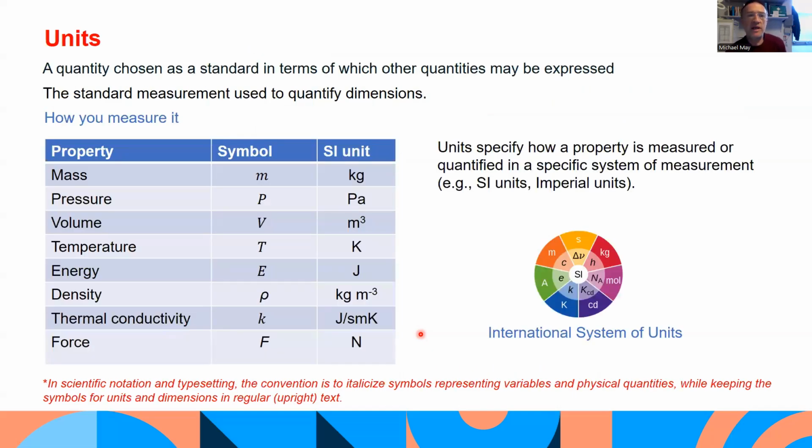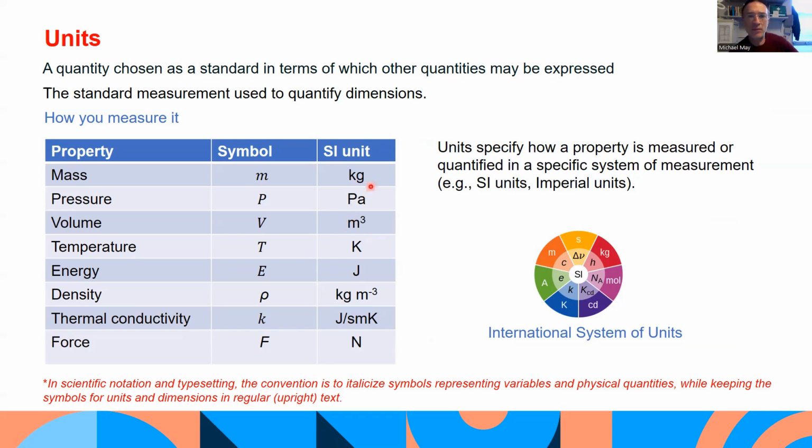And then units. A unit is described as a quantity chosen as a standard in terms of which other quantities may be expressed. Another way of describing it, it's the standard measurement used to quantify dimensions, basically how you measure those dimensions. Over time, there have been different unit systems devised, but the unit system that we use nowadays is called the SI unit system. SI means Système International, French expression meaning international system of units. So it's the established unit system used in most countries around the world.